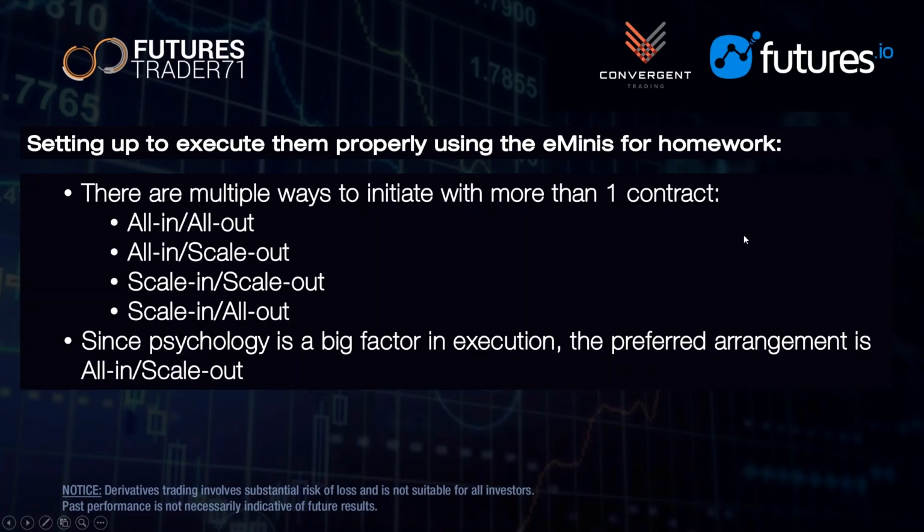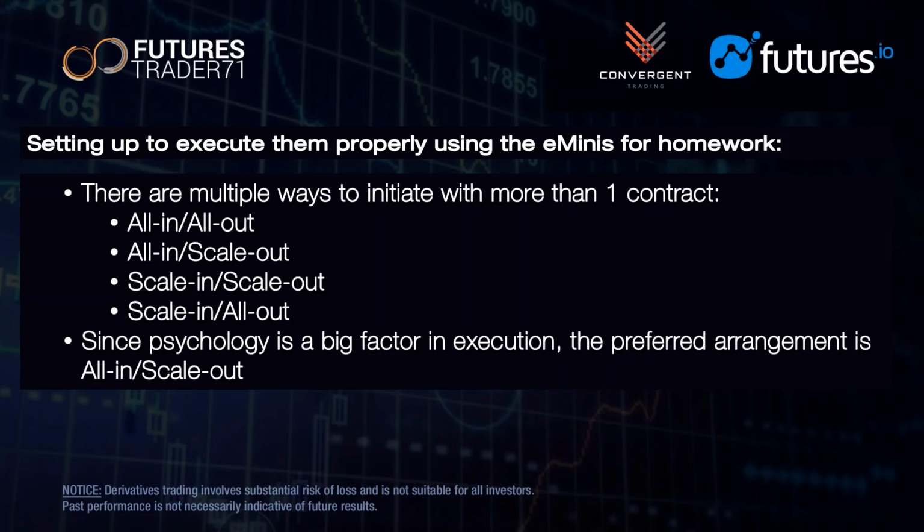Okay, so here are the different ways. There are 4 ways you can trade, right? All in, all out. That's essentially where you're stuck as a one-lot trader. And I know people who trade a 10 lot in the Russell, and they just go all in, all out, 10 lot. I don't like that. You can trade all in, scale out.